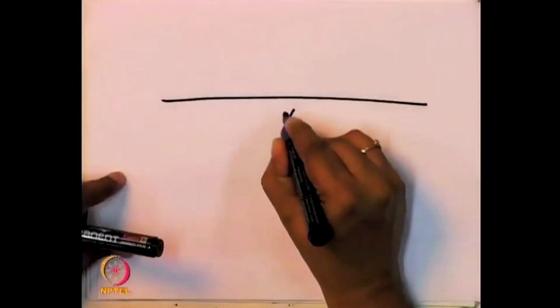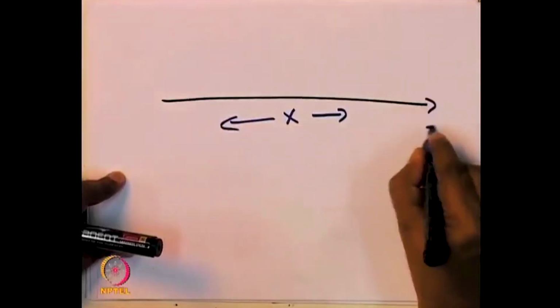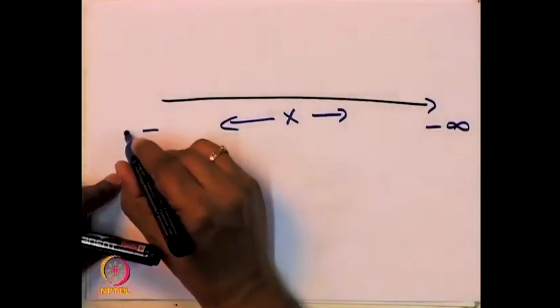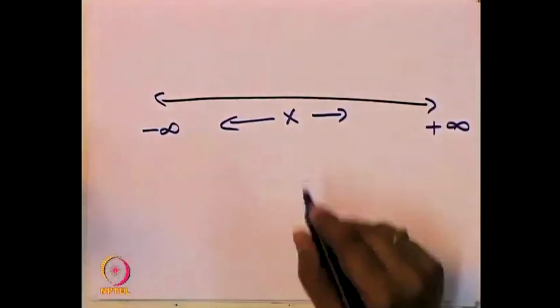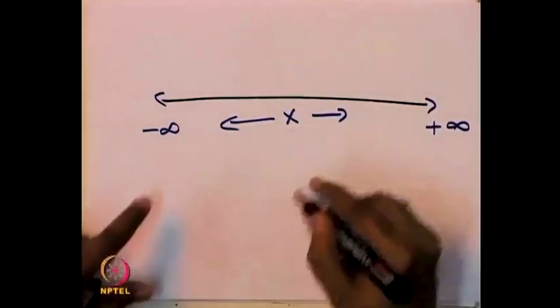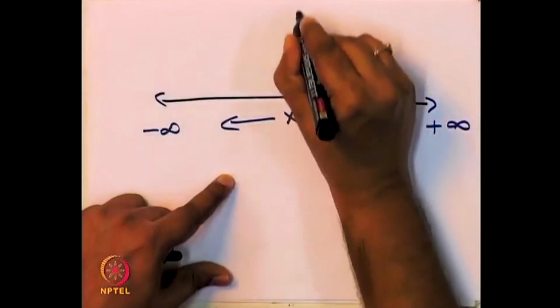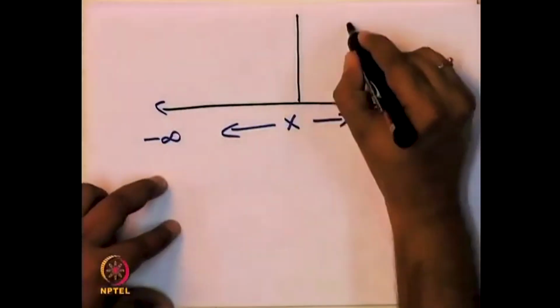To begin with, you had this x axis, going to plus infinity on one side and minus infinity on the other. At the start you had just one line as the concentration. So this was the concentration at t equal to 0.